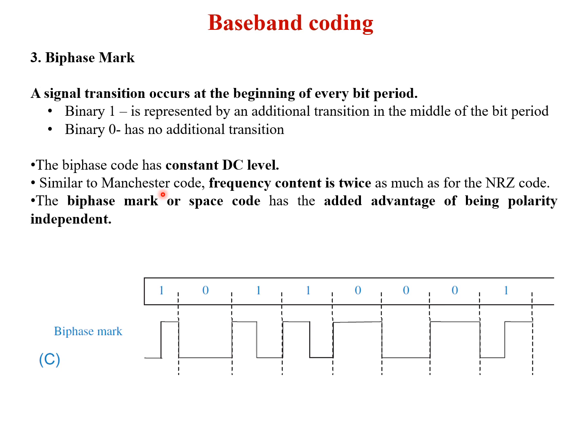Here the code has a constant DC level. Similar to Manchester code, the frequency content is twice as much as for NRZ code. The biphase mark or space code has the added advantage of being polarity independent.